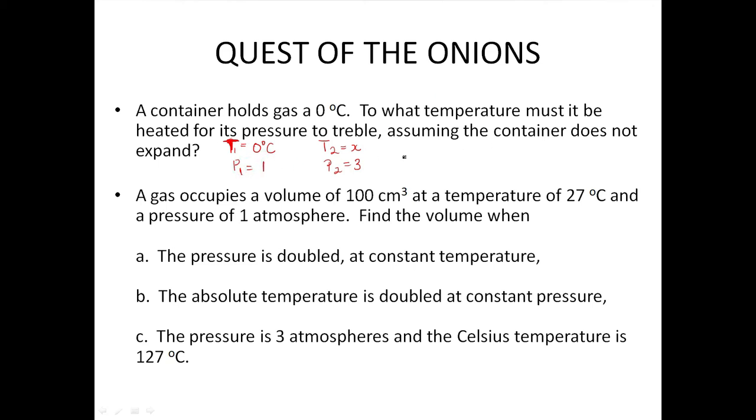Since the container does not expand, we're going to use P1 over T1 equals P2 over T2, and we're looking for T2. So T2 equals P2 times T1 over P1. If we stick all of that in there, we see 3 atmospheres, I'm just making that up, times T, which is 273 Kelvin, because remember, we have to convert, and then over P1, 1 atmosphere.